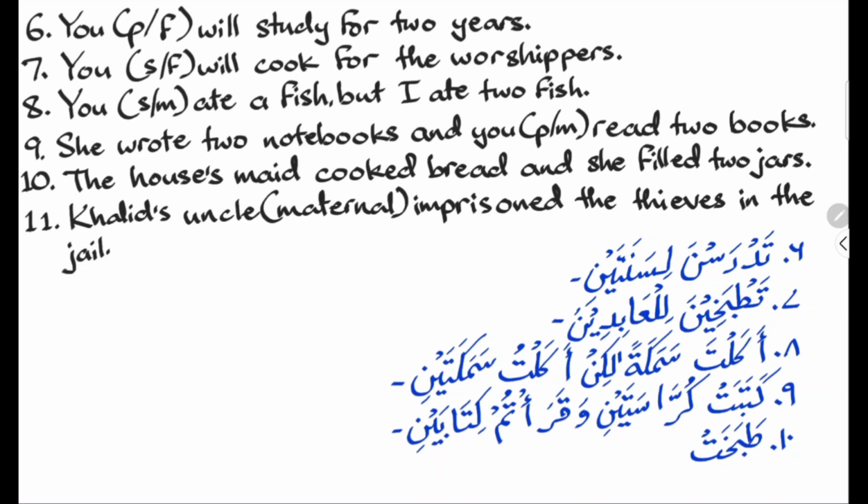The house's maid. Now the house's maid is a fa'il, but it's a combination of mudaf and mudaf ilayh. The mudaf here, the thing being possessed, is maid. Maid in Arabic is khadima. That's going to come first, and since it's fa'il of tabakhat, the last letter is going to get a dhamma. After khadima comes the mudaf ilayh, which is house. The house in Arabic is al-bayti. The reason it's al-bayti with a kasra on the ta is because it's a mudaf ilayh, and mudaf ilayh always gets a kasra. So you have tabakhat khadimatul bayti. Now you bring the maf'ul. Bread in Arabic is al-khubza. طبخت خادمة البيت الخبز and she filled 2 jars.